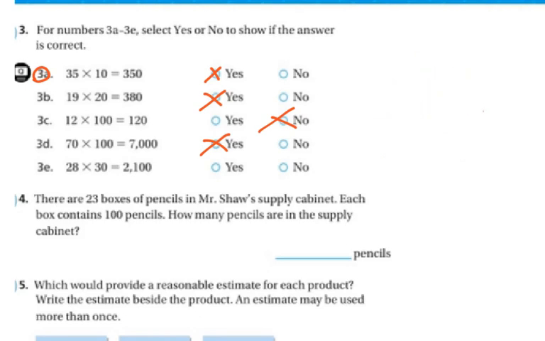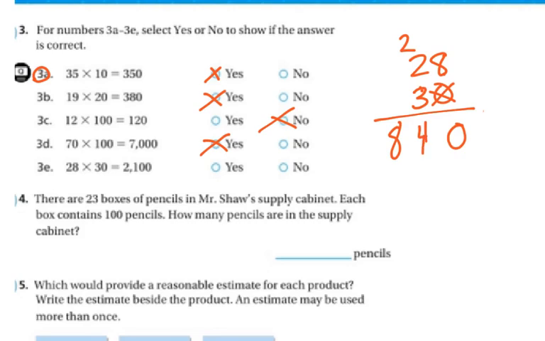All right. My last one is 28 times 30. So again, these are all mental math because they all have the 0 in them, right? So I know this is going to have a 0. So now I'm doing 3 times 8, which is 24. And then I have 3 times 2, which is 6. 7, 8. So it's 840. So no, that is not the correct answer.